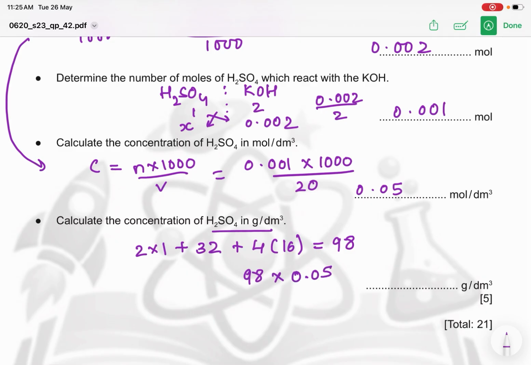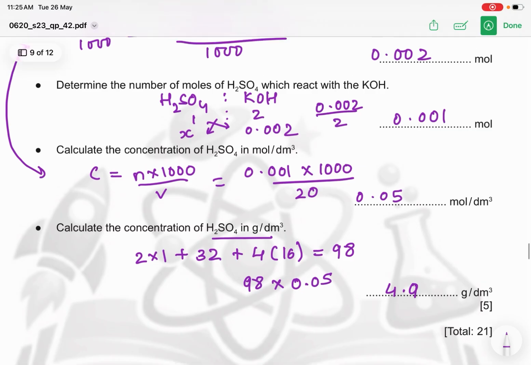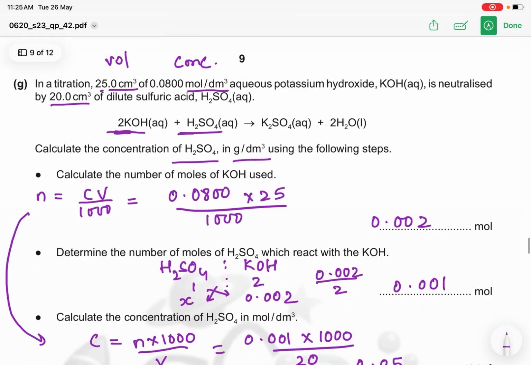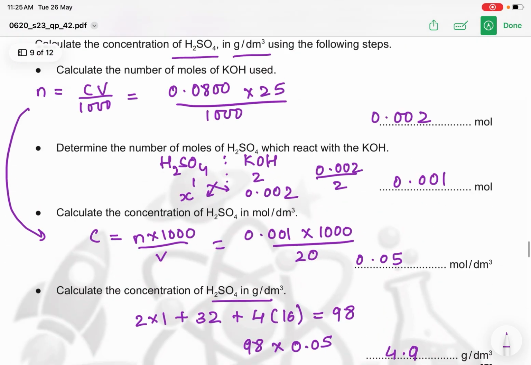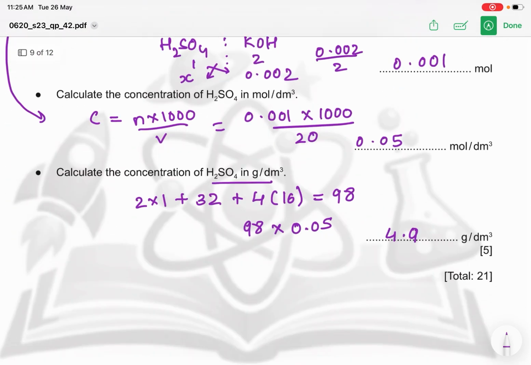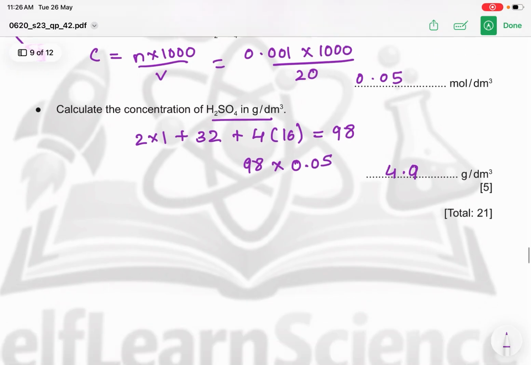So this gives me the answer, which is around 4.9 gram per dm cube. If you solve mole questions stepwise, you will score full marks here. Writing down the Mr of sulfuric acid is important because this question is for 5 marks. So 1 mark is for finding the molar mass of sulfuric acid.